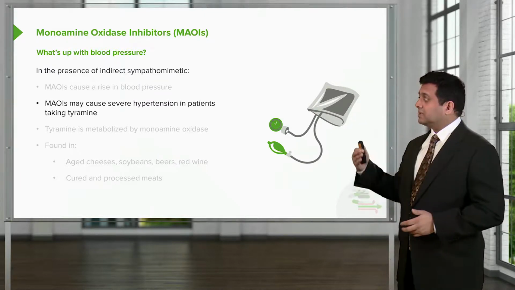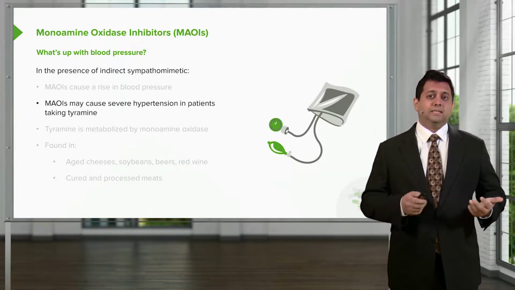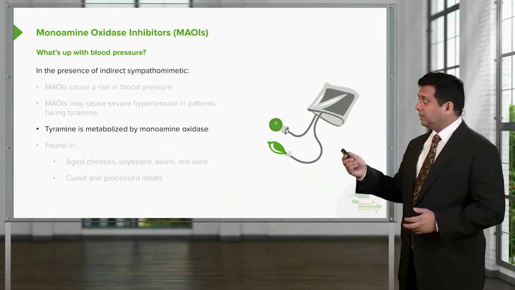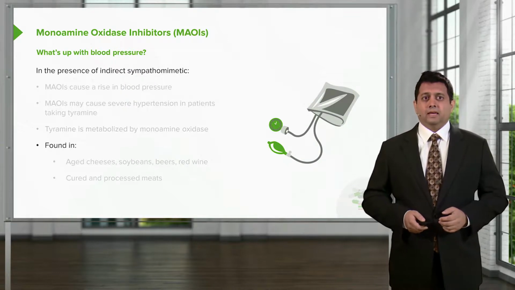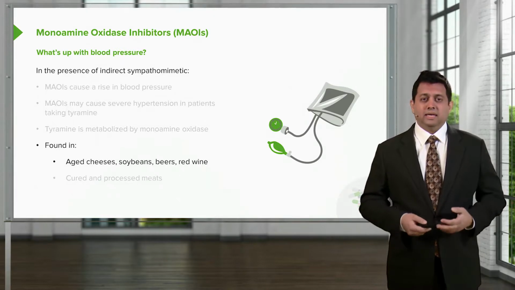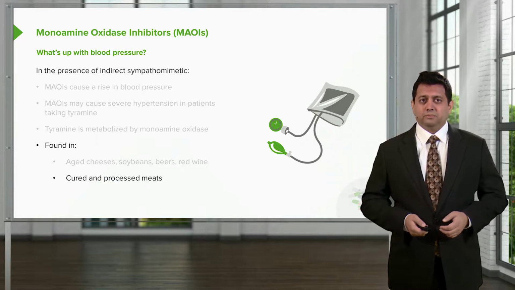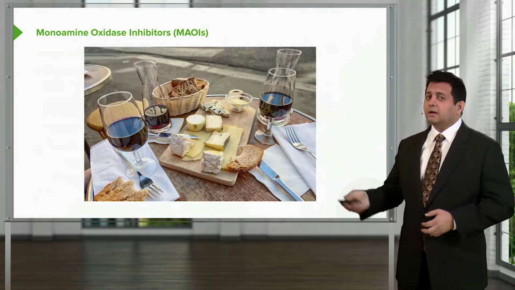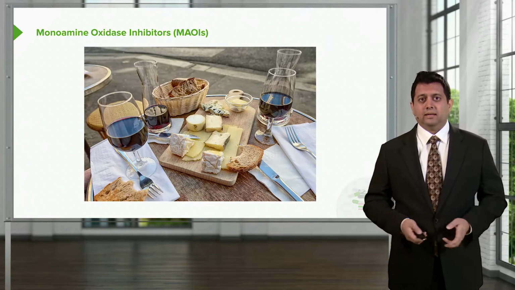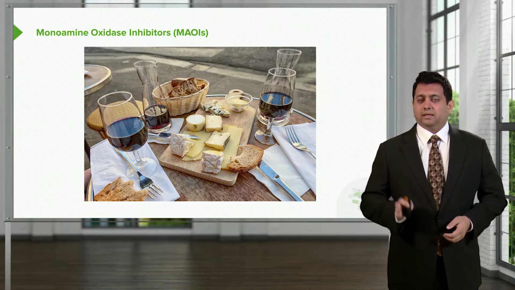MAOs, in fact, may cause severe hypertension in patients taking tyramine. So tyramine is a precursor to adrenaline, and it is metabolized by monoamine oxidase. Now, tyramine is found in aged cheeses, in soybean, in beers, and in red wine. And it's also found in cured and processed meats. So a meal like this to a patient who's taking a monoamine oxidase inhibitor can be quite deadly because it can cause severe hypertension. This is the great drawback of MAOs.